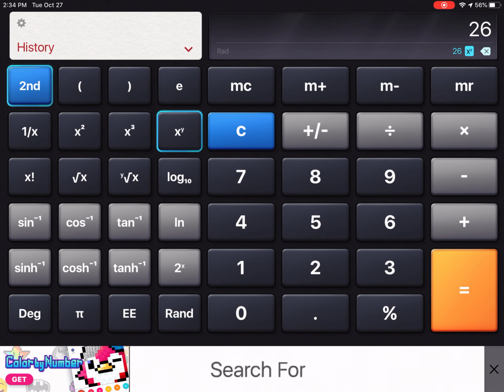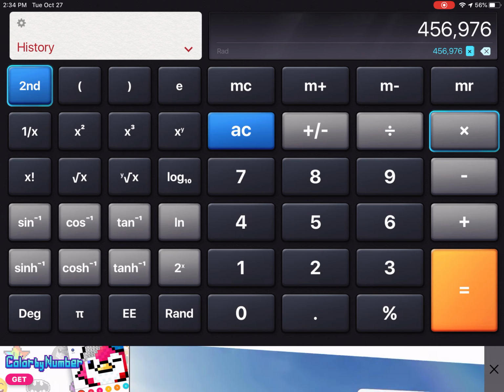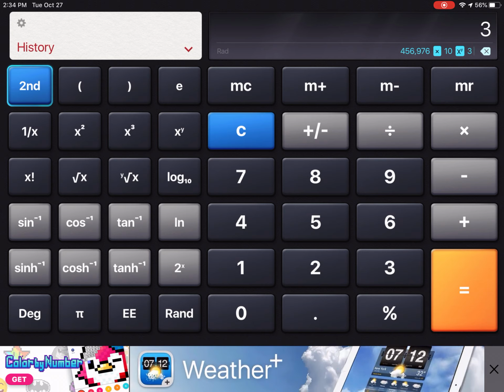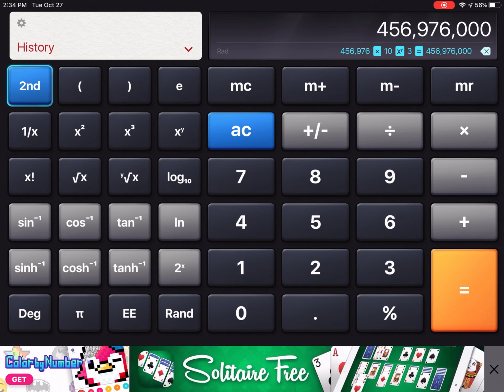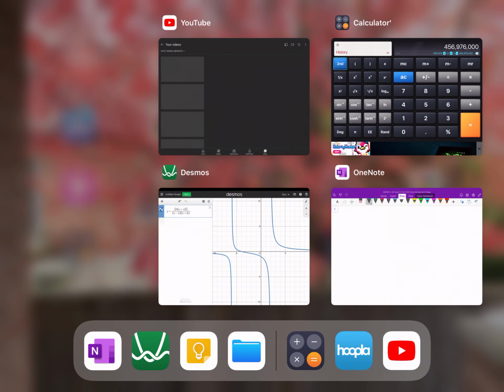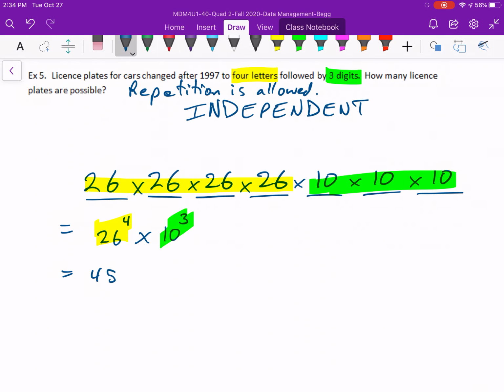26 to the exponent 4 times 10 to the exponent 3 equals 456,976,000. That's a lot of combinations. We won't run out of license plate combinations anytime soon in Ontario, even with the naughty ones removed.